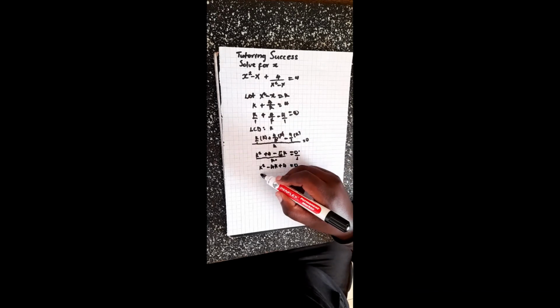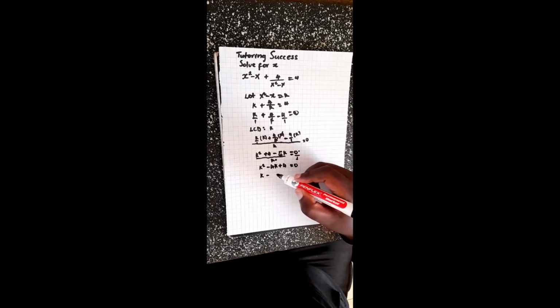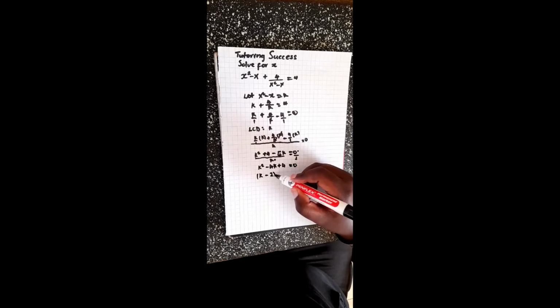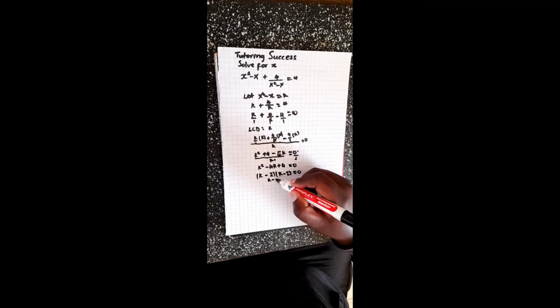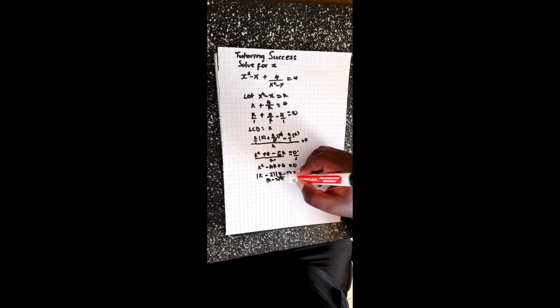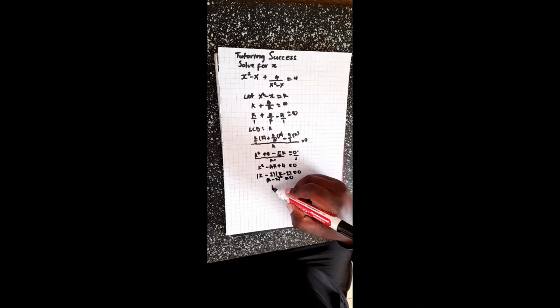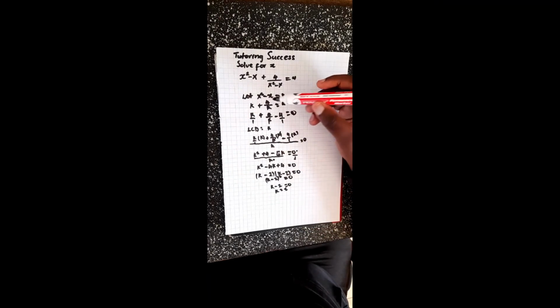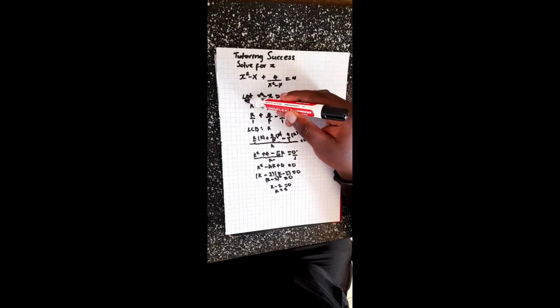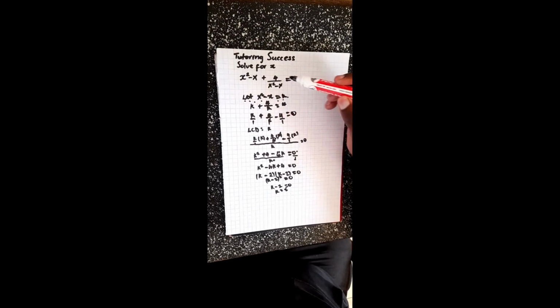And then when you find factors for this, you are going to have (k − 2)(k − 2) equals 0, which is the same as (k − 2)² equals 0. When you take the square root of both sides, you are going to get k − 2 equals 0, and then k equals 2. And then from here, guys, you go back to the condition that you set for yourself.